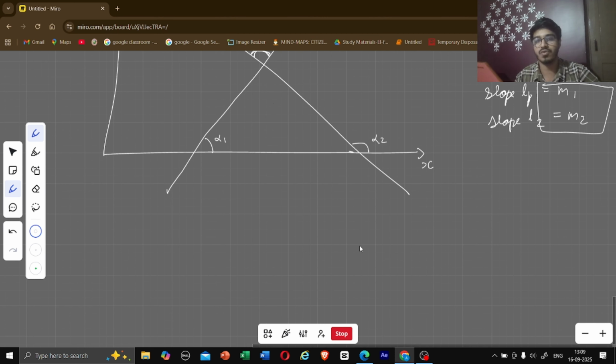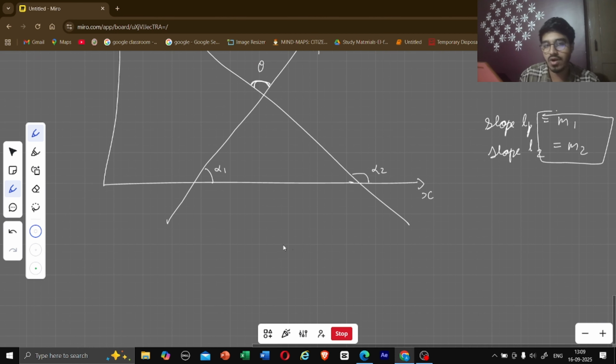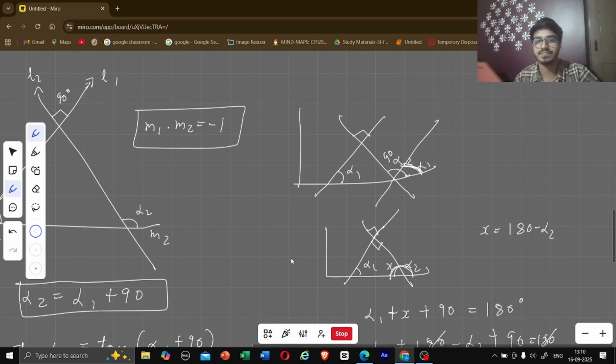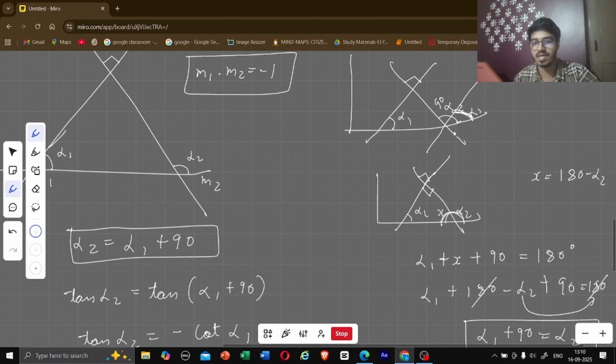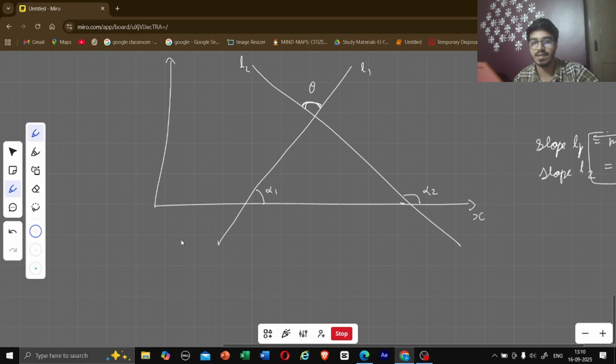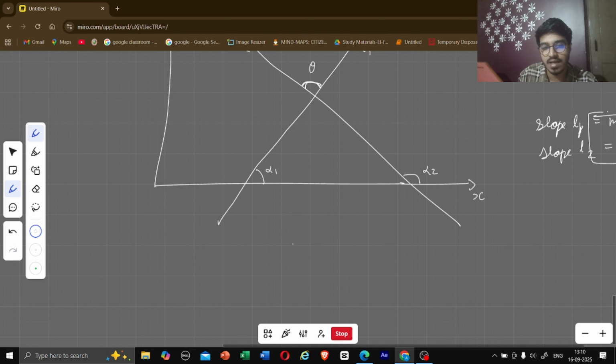Let's prove it. We already learned here, from the exterior angle property, angle sum property and this property, that alpha 2 is equal to alpha 1 plus 90 degrees. Similarly, here also you can take alpha 2 is equal to alpha 1 plus theta. See, alpha 2 is equal to alpha 1 plus theta.